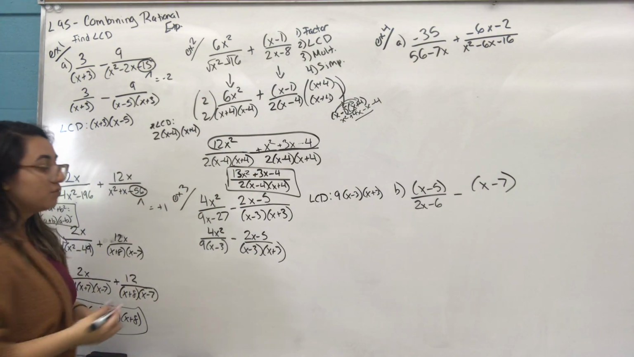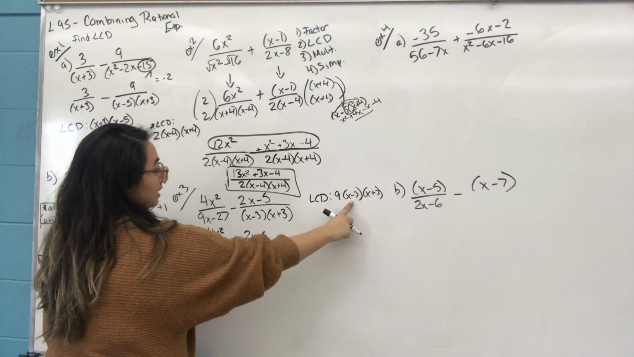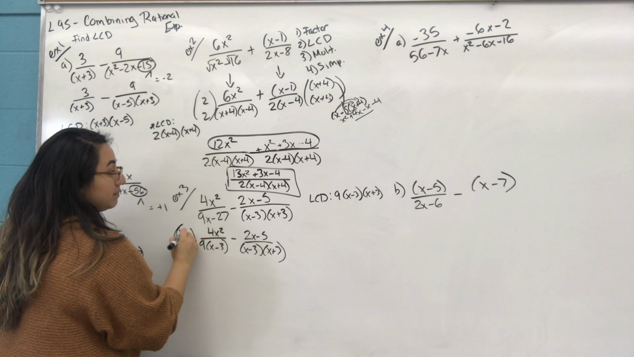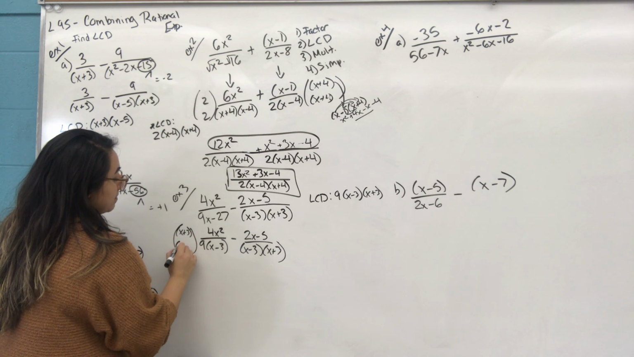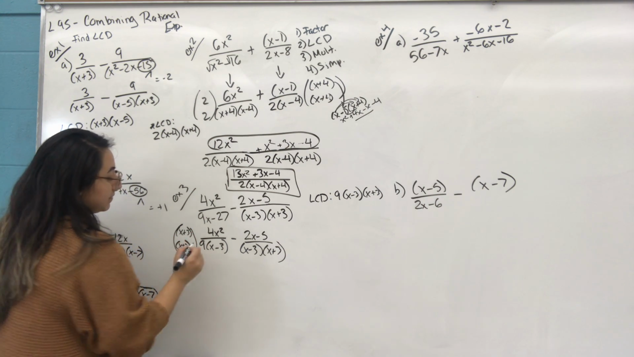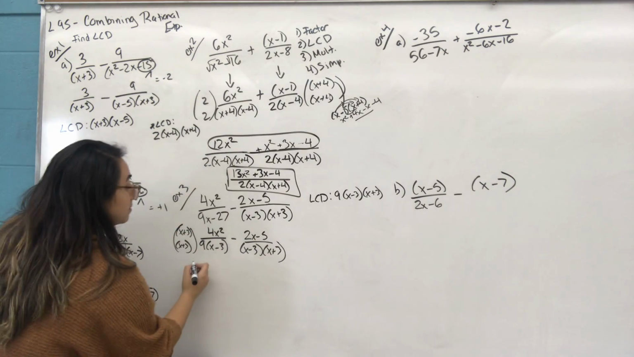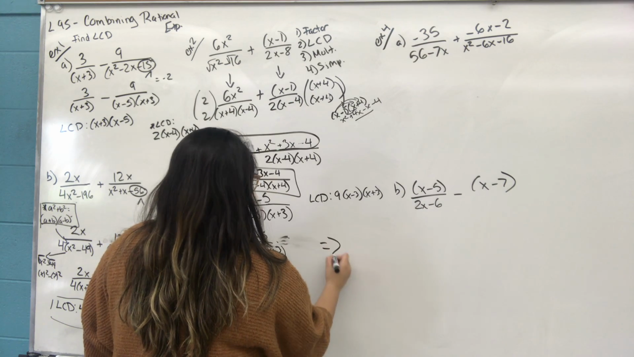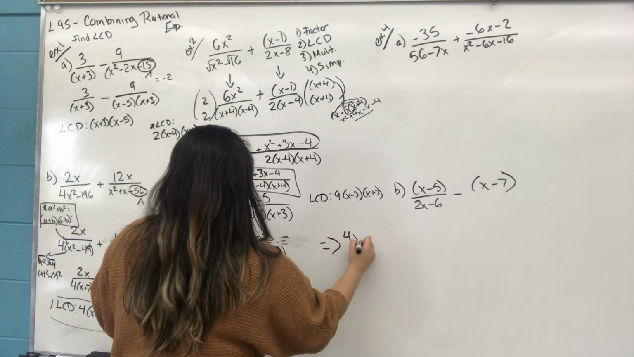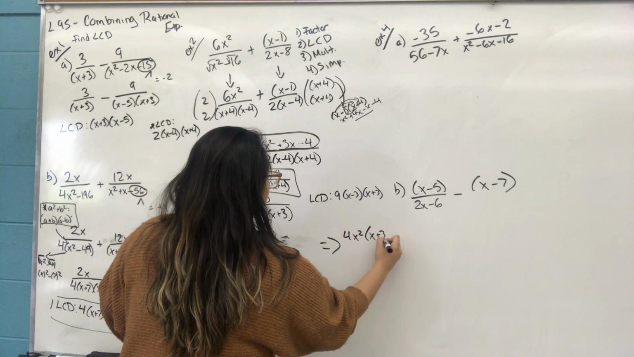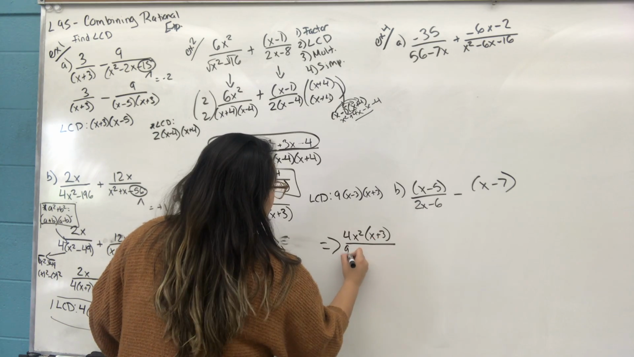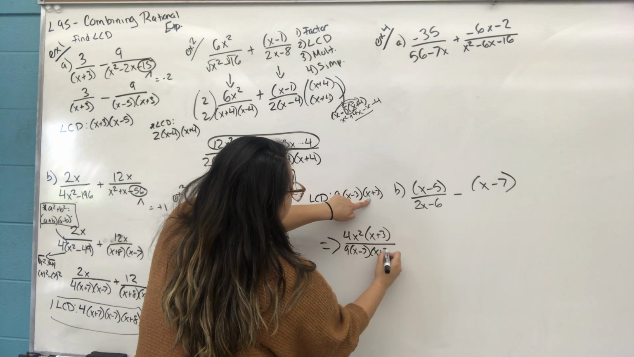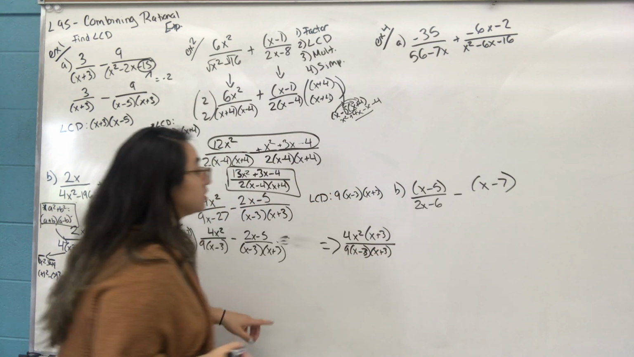Now, step 3, you multiply. So I already have a 9, I already have an x minus 3, but I don't have an x plus 3 on this side. So I'm going to multiply the top by x plus 3, multiply the bottom by x plus 3. When I have that, I end up with a fraction. We'll move over here. I end up with the term of 4x squared times x plus 3 over the 9 times x minus 3 times x plus 3.